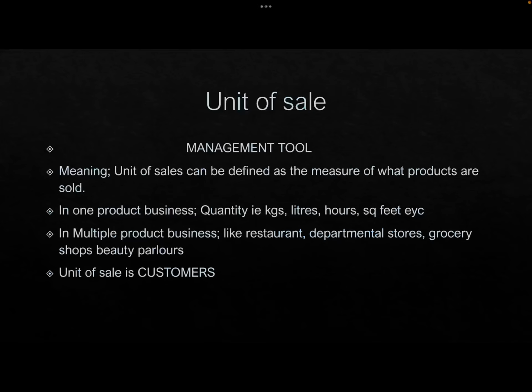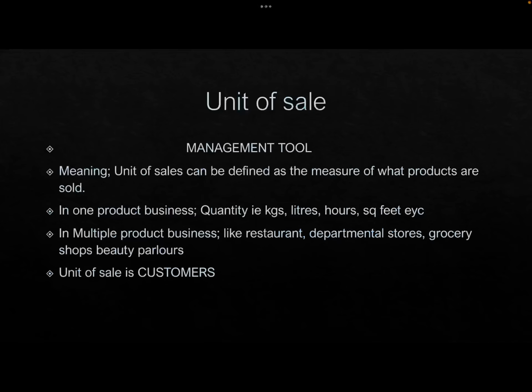But in case of multiple product business, it is not possible to measure the quantity of each and every product sold. For example, let's talk about restaurant. In a restaurant, they sell different types of dishes. It is not possible for them to measure on a daily basis how many of this particular type of dish are sold and how many of the other types of dishes are sold. Same is the case with a departmental store. In a departmental store, multiple products are sold in one day. They sell soap, toothpaste, groceries, or so many things at one point of time. Then how do they measure how much sales are done?